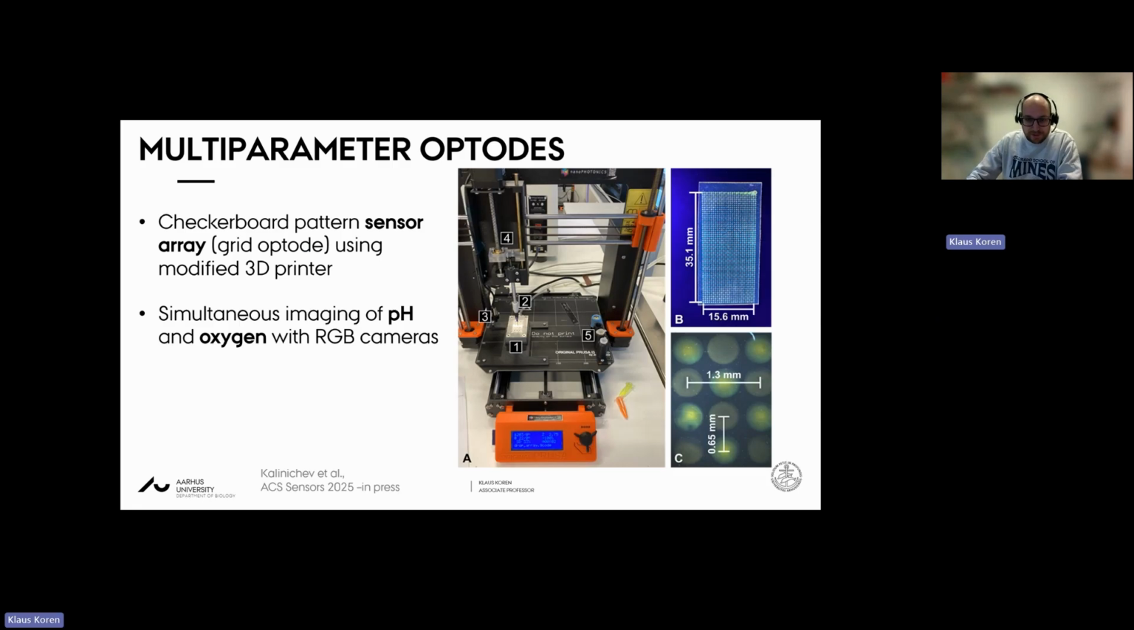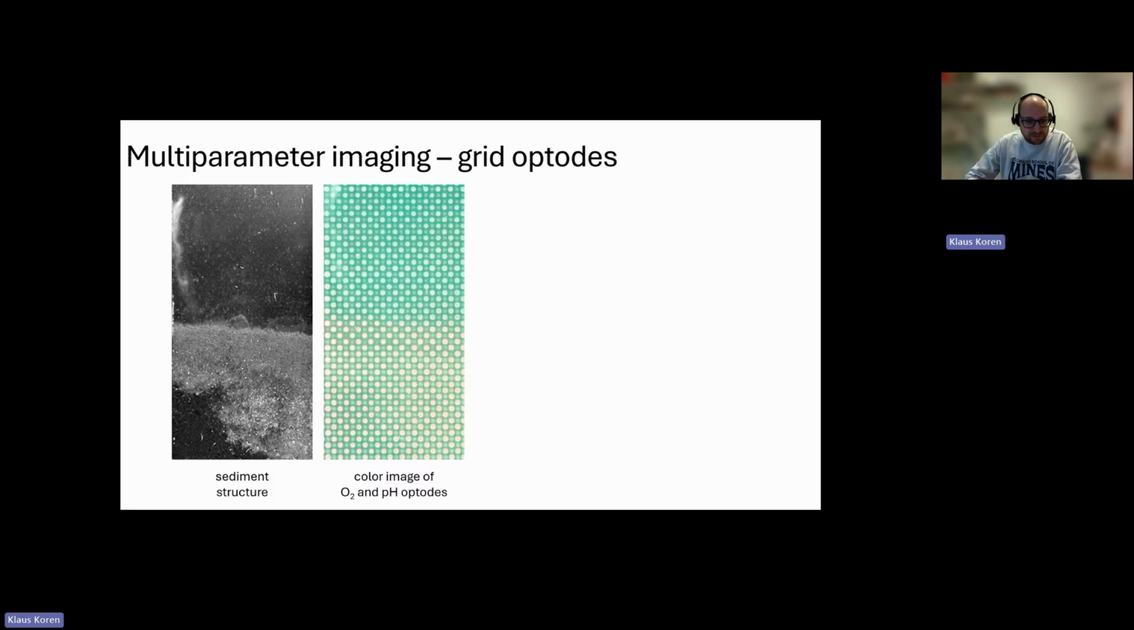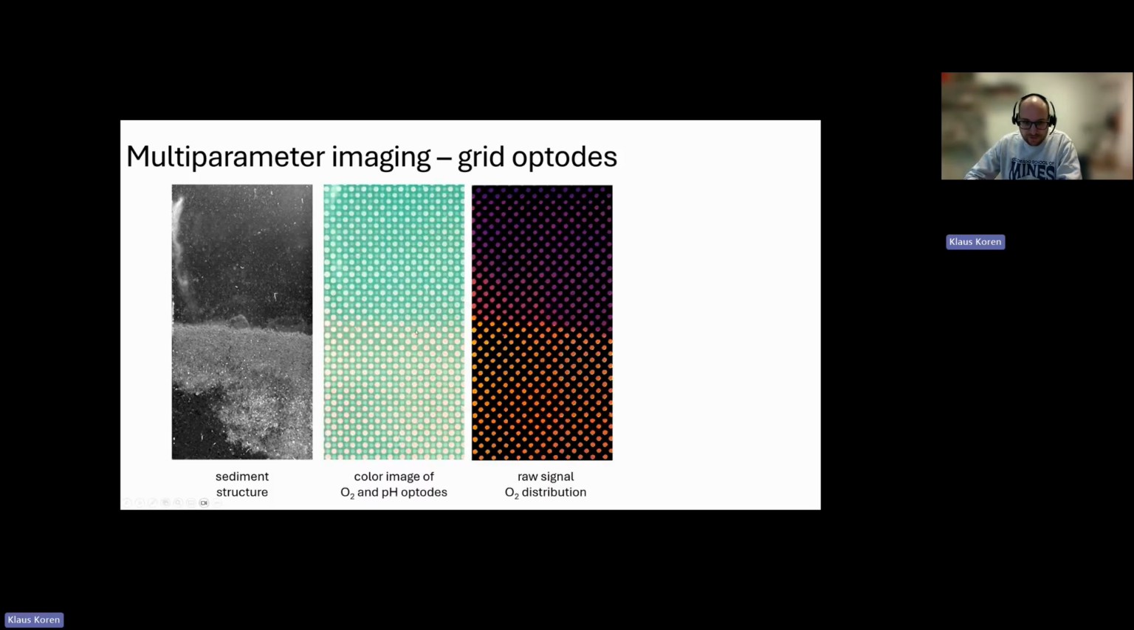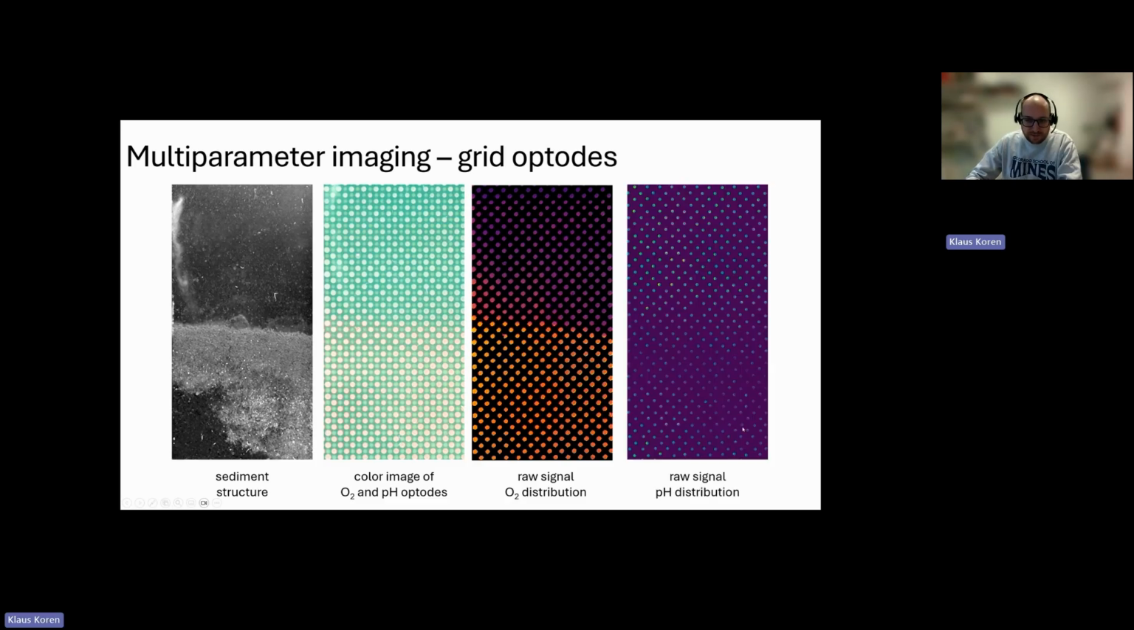So what we did is we hacked a 3D printer, as you can see here, and made the printer make some pattern. So we had small spots for pH and oxygen, basically like a checkerboard. We can make all kinds of patterns that we would like to, and then we know the spacing between the different pixels or dots. And this is the image of a sediment, the full image of the oxygen and pH dots. And then we can extract only those that are sensitive to oxygen and only those that are sensitive to pH. And then we do interpolation.